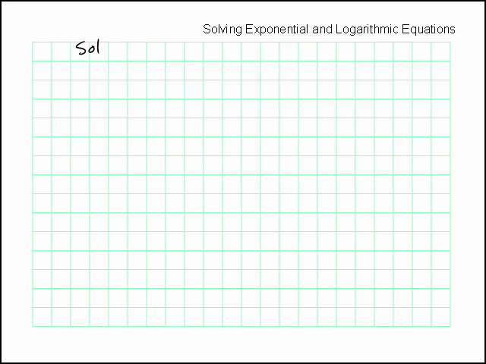Solve: log base 2 of x plus 1 is equal to the log base 2 of 9. Now, what makes this one different from all the others is that I have a logarithm on both sides. And when that's the case, you can sort of just eliminate the two logarithms.